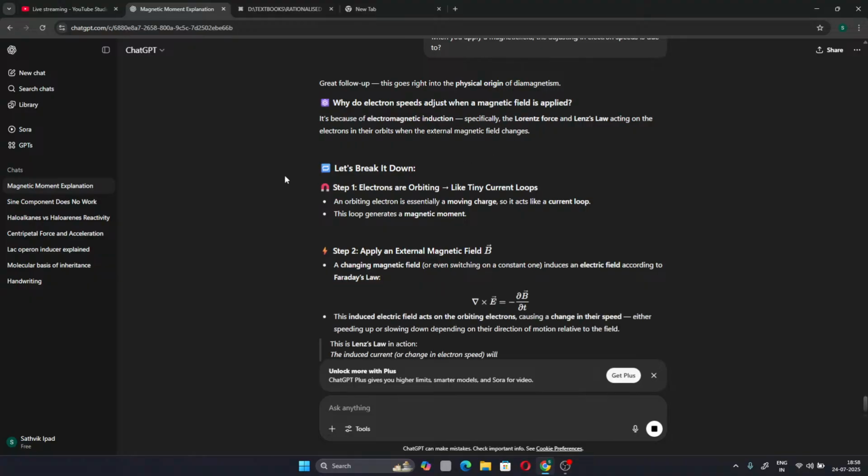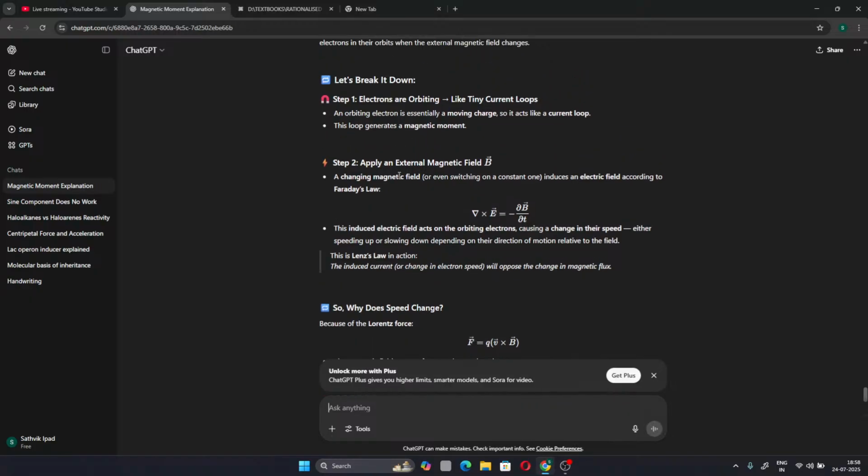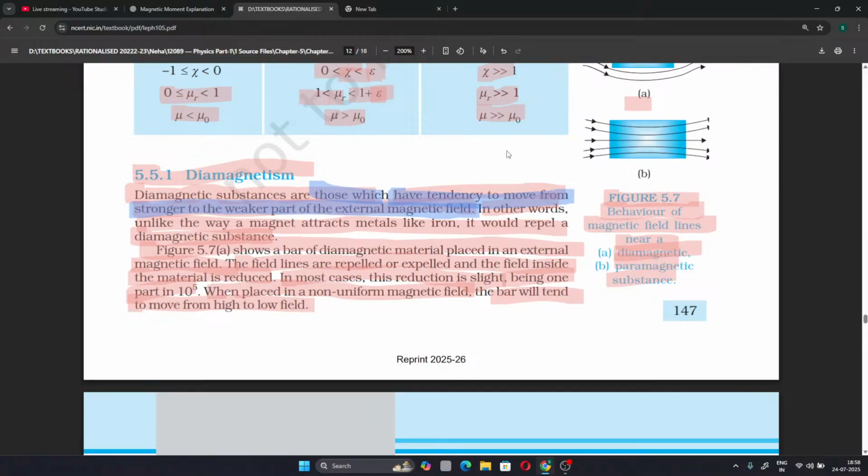Electrons are orbiting like tiny current loops. An orbiting electron is essentially a moving charge, so it acts like a current loop. This loop generates a magnetic moment. When we apply a magnetic field, a changing magnetic field, or even, did they mention a changing magnetic field? The simplest explanation for diamagnetism: when placed in a non-uniform magnetic field, meaning there is a change in the magnetic flux.